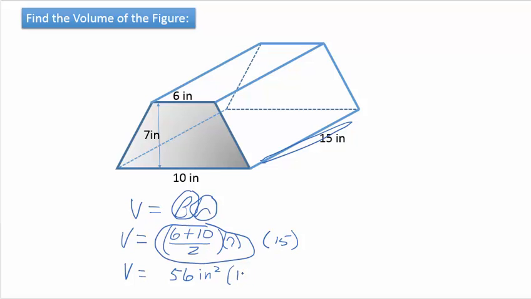times 15 inches. And when I take 56 times 15, I believe I get 840, and inches squared times inches is inches cubed. So 840 cubic inches, or inches cubed, is the volume of that trapezoidal prism.